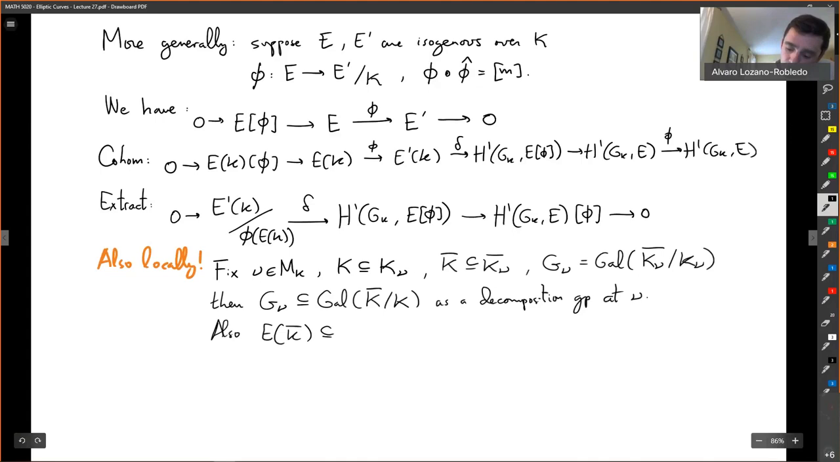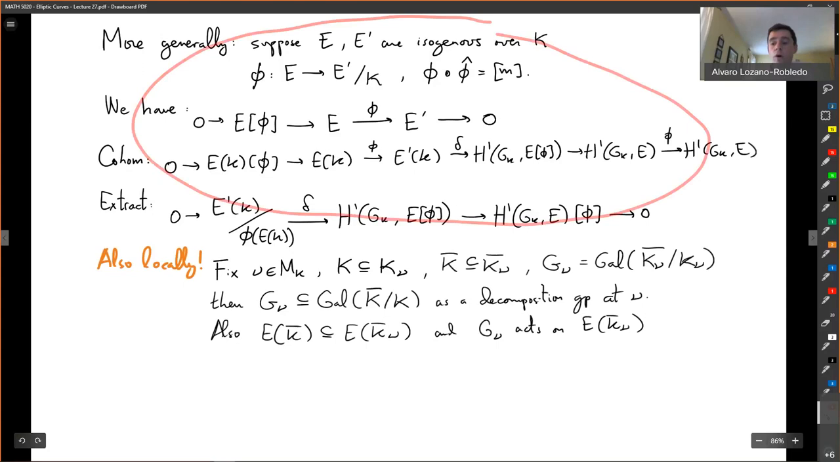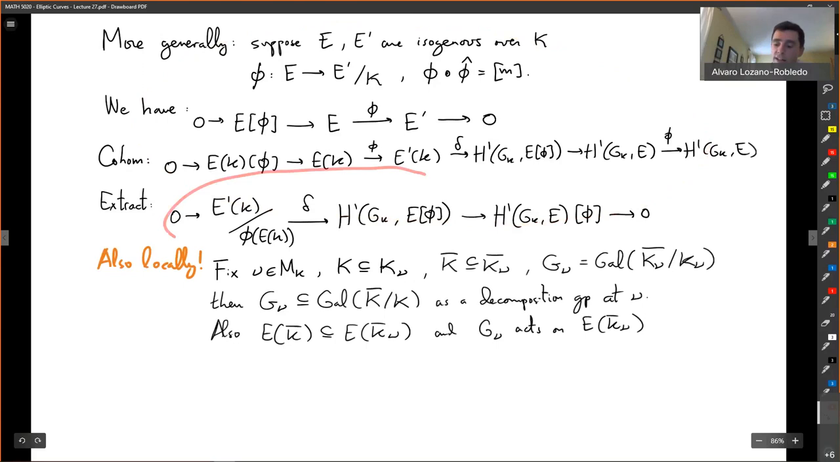We also have that E, once we fix an embedding, then the points over K bar are sitting over the points over the closure of the completion. And G nu acts on those points. Then we have a new action on points. So we have like everything that we've done above, but now consider all the elliptic curves over a completion K nu. So we get a new exact sequence like this, but over each completion at every nu.